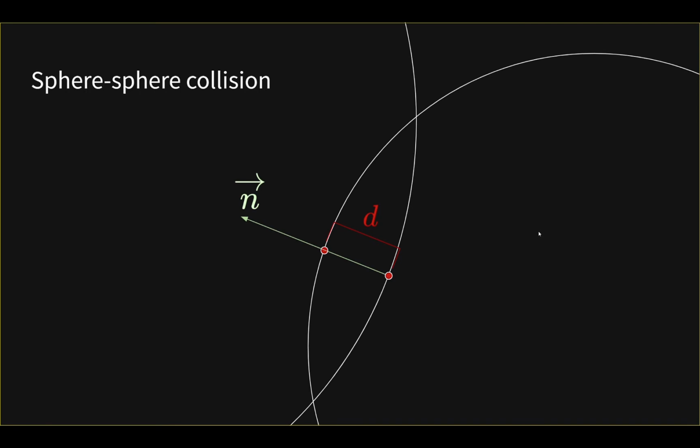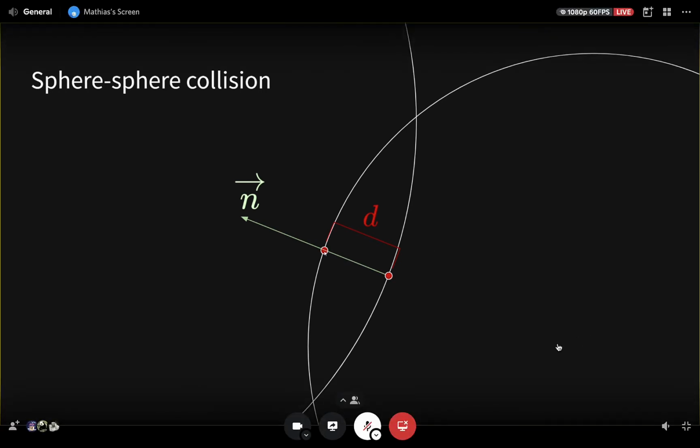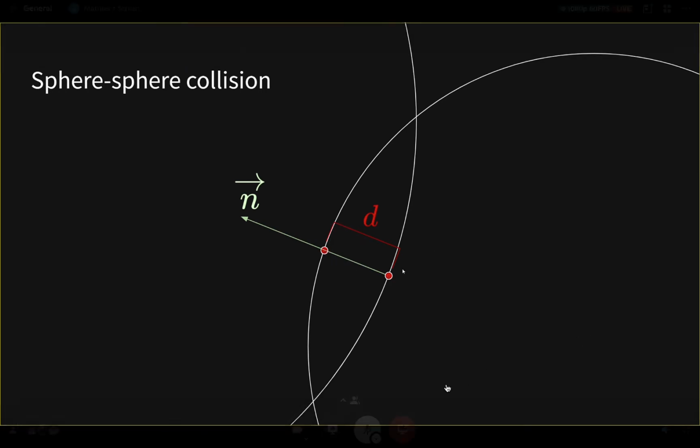If we zoom in a little bit, we're also interested in measuring this distance right here. This is what we call the penetration depth. This will be useful when we want to solve this collision. It will be a measure of how far we need to push the shapes apart to make sure they're no longer colliding. That's why we want to generate these two points and measure this distance.